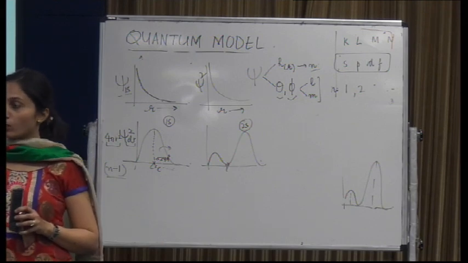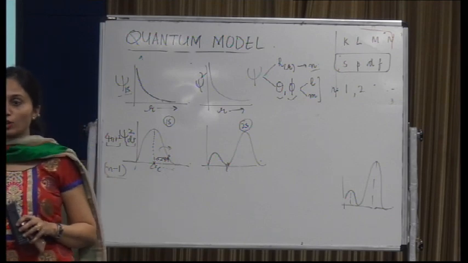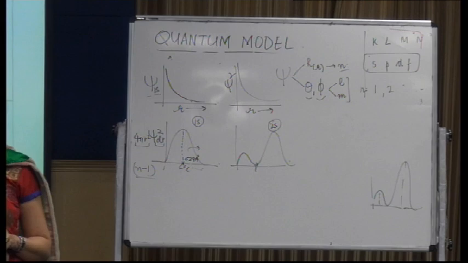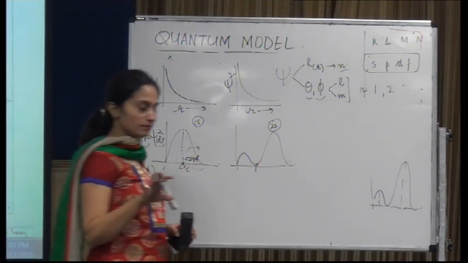Now you know the number of angular nodes. Don't make a mistake like me. What are the number of angular nodes? L. What are the number of radial nodes? n minus L minus 1. And the total number of nodes? n minus 1.